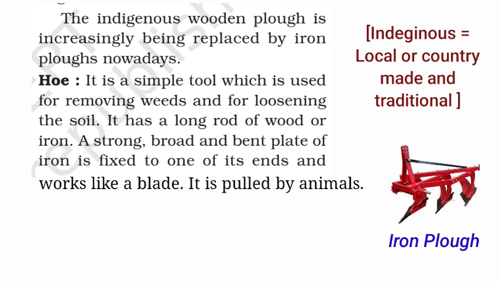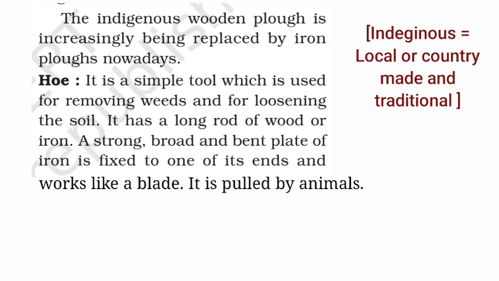Indigenous, that means local or country made or traditional plough. So it is made up of wood. Now we have seen the picture of plough. But iron ploughs are nowadays widely used by the farmers. And the next agricultural implement or agricultural tool, hoe. What is mentioned here in this lesson.